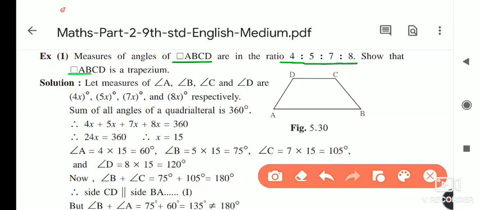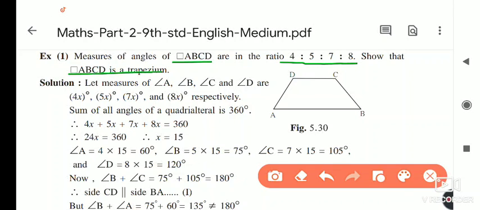Show that quadrilateral ABCD is a trapezium. As we know, the sum of all angles of a trapezium, or any kind of quadrilateral, is equal to how much? It is 360 degrees.